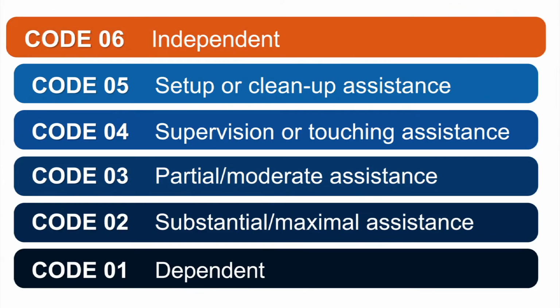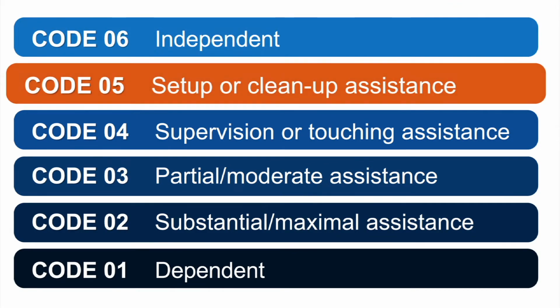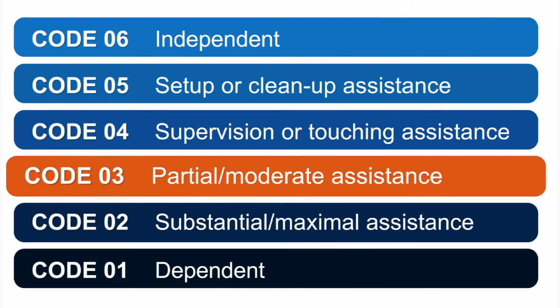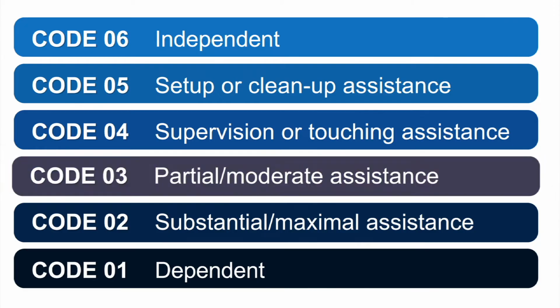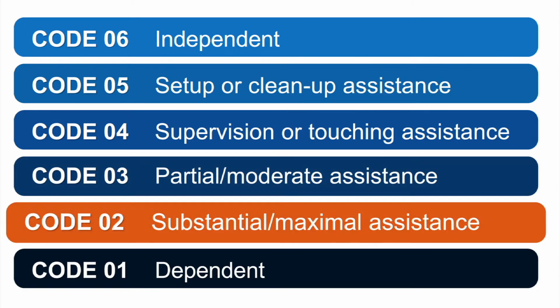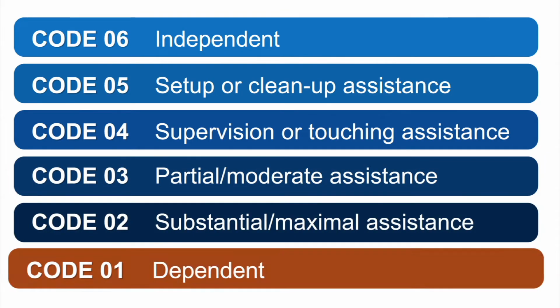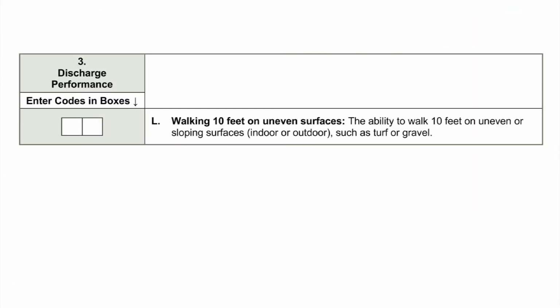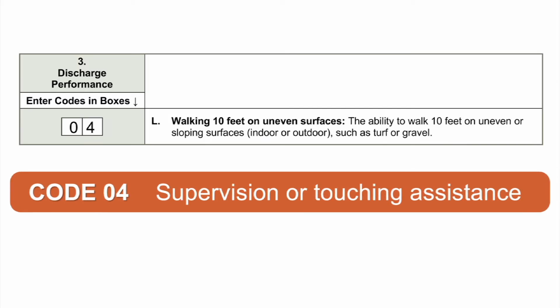Code 06, independent. Code 05, setup or cleanup assistance. Code 04, supervision or touching assistance. Code 03, partial moderate assistance. Code 02, substantial maximal assistance. Or Code 01, dependent. The correct answer for Ms. Carlson's discharge performance for GG0170L, walking 10 feet on uneven surfaces, is 04, supervision or touching assistance.